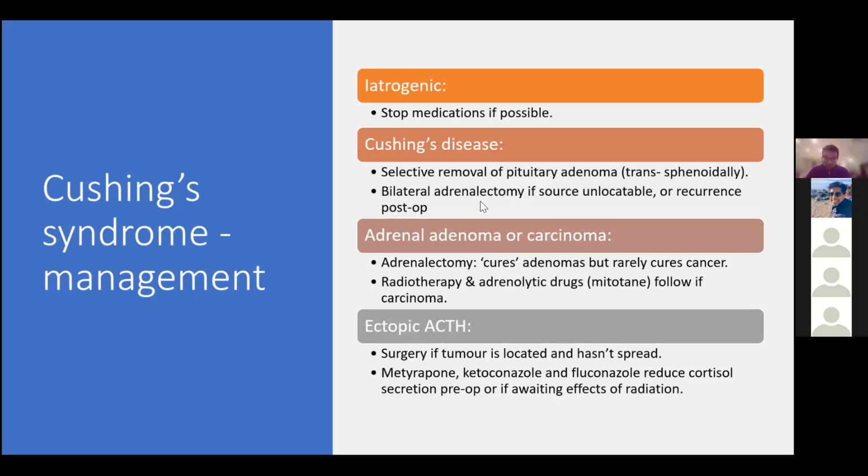And if it's an ectopic ACTH secretion, then treat the underlying cause. So surgery for an underlying tumor if it's there. If you can't resect the tumor, then you may need to start drugs like metyrapone or ketoconazole, which inhibit the enzymes involved in cortisol production. And these can be done either pre-op, or they can be done while you're waiting for the effects of radiation therapy if you're using that as well.